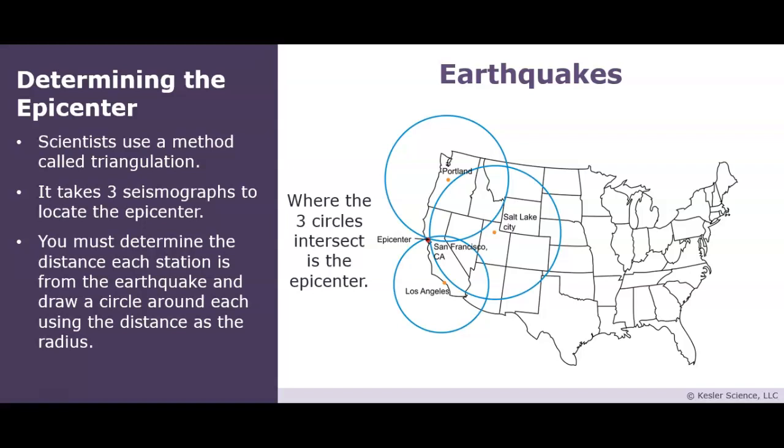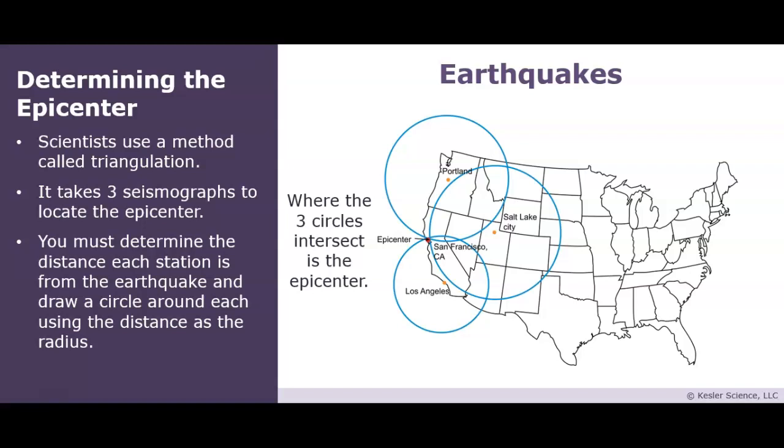That helps them figure out how far away it was from that city, but that could be in any direction. So when they draw a circle around the city showing how far away it was from the seismograph, if they use 3 of them, eventually those 3 circles are going to intersect at one point, and that becomes the epicenter. We'll talk a little bit more detail about that at a later date as well.